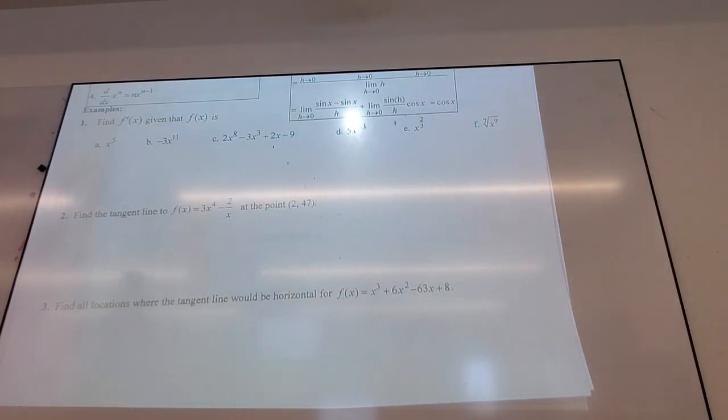So number one is pretty much you get it or you don't, right? The only thing on number one you have to rewrite is which one? You have to rewrite it before you do the derivative. Which one? F. It's in the radical notation with subs.